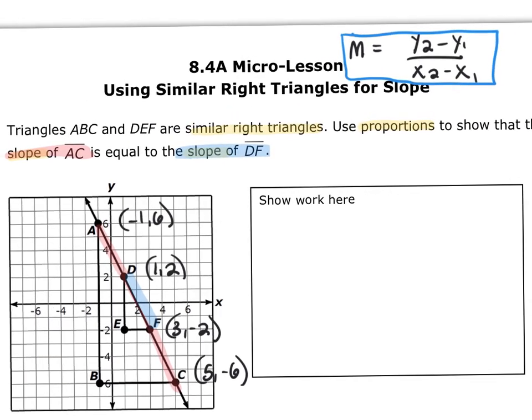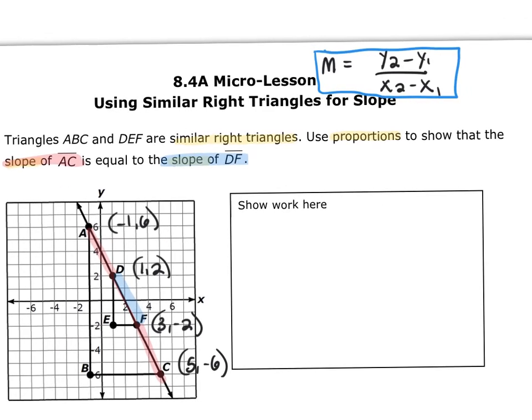Let me zoom out a little bit so that you can see the slope formula. All right, I find it a lot easier if I label my points x1, y1, and x2, y2. I'm going to do the slope of AC first. So let me label x1, y1, and then x2, y2. Awesome. Now I'm just going to substitute this into the formula. So I need y2 minus y1. That's -6 minus 6. Okay, that's my numerator. And then for my denominator, I need 5 minus -1, right? x2 minus x1. So 5 minus -1.